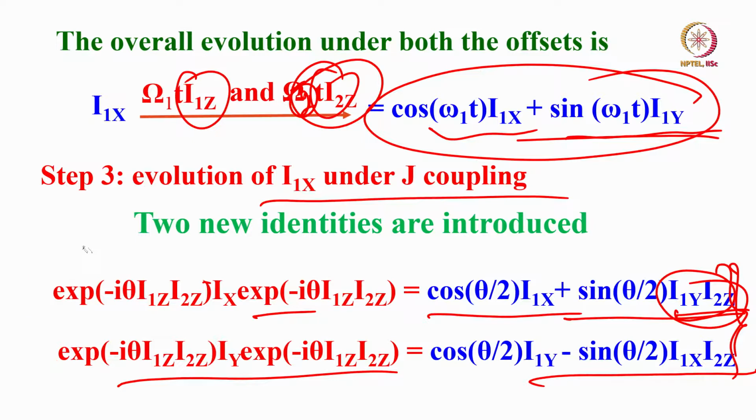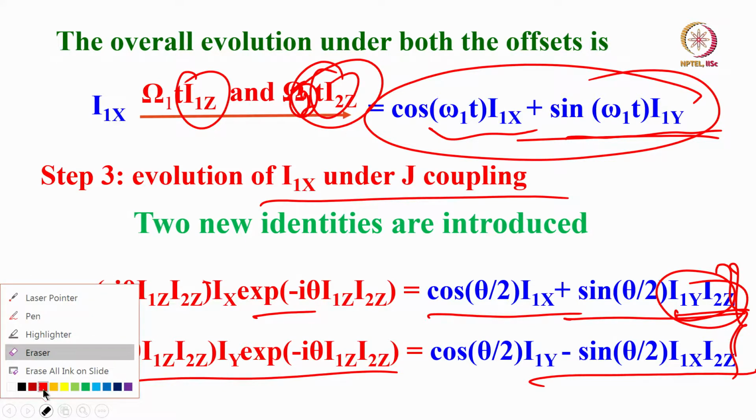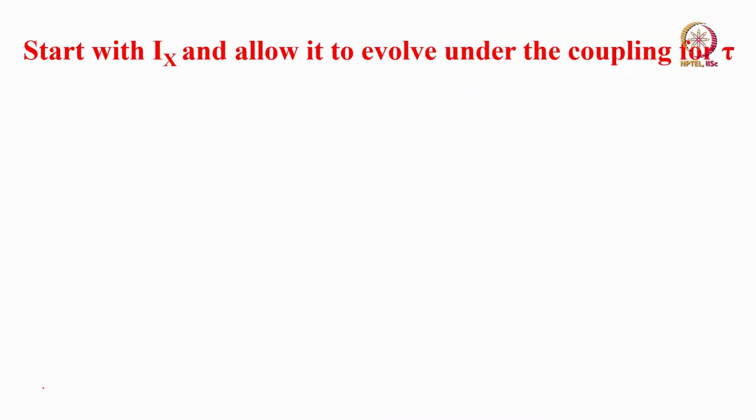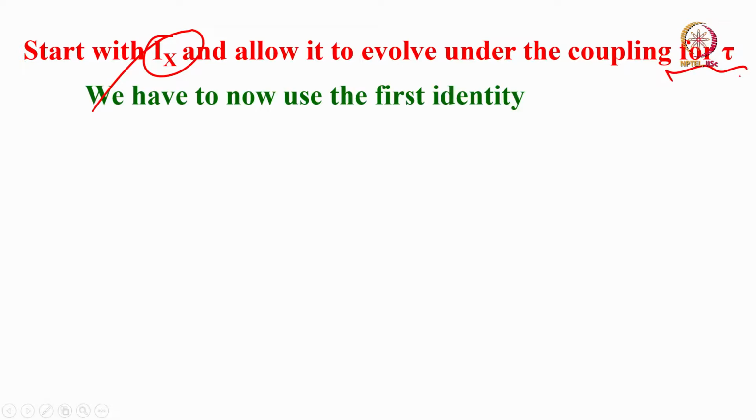So, now we have the first term we have to consider. I am worried about Ix, which is rotated under J coupling. Now with that, if I consider Ix, allow it to evolve under coupling for a period tau.